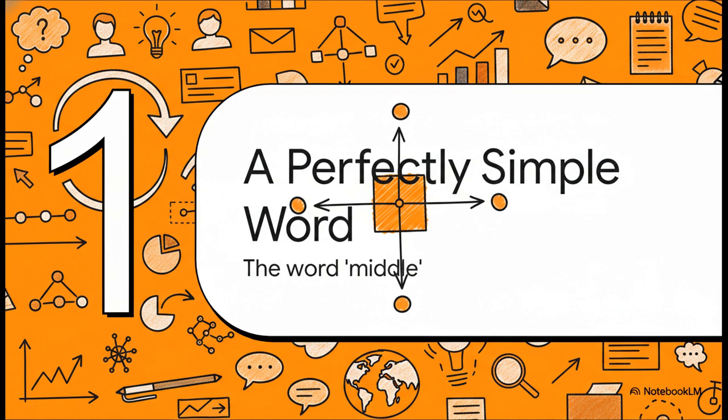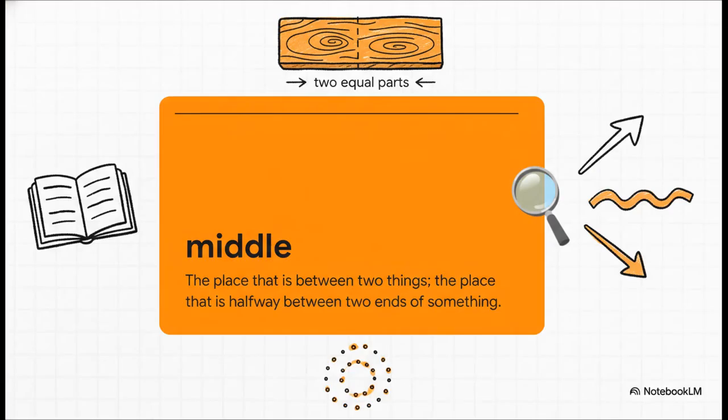So, where do we start? With a word that's as simple as it gets, one we all use constantly but probably never give a second thought to. Okay, so the word is middle. Super simple, right? The Simple English Wiktionary defines it as the place that is between two things. Yeah, seems pretty straightforward. You cut a piece of wood in the middle, you get two equal parts. But, as you're about to see, that is not the whole story.